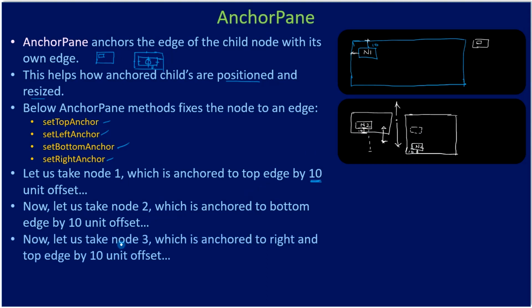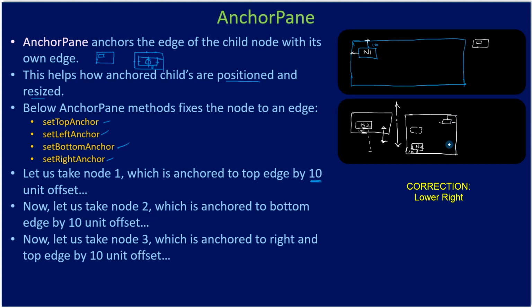Now let's take node 3, which is anchored to the right and top edge by 10 unit. So here we are anchoring it on 2 edges, and these edges are in the opposite direction. So you can anchor it in the adjacent edge also. For example, this is the button, and you can anchor it this way also. That means when you move the form right side, the button will move towards the right.